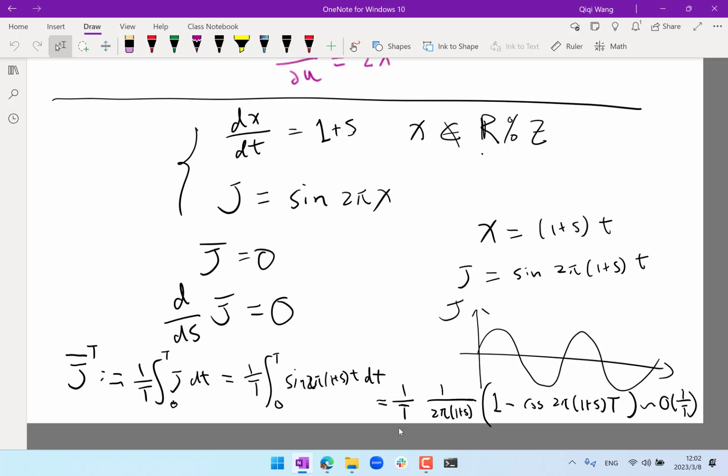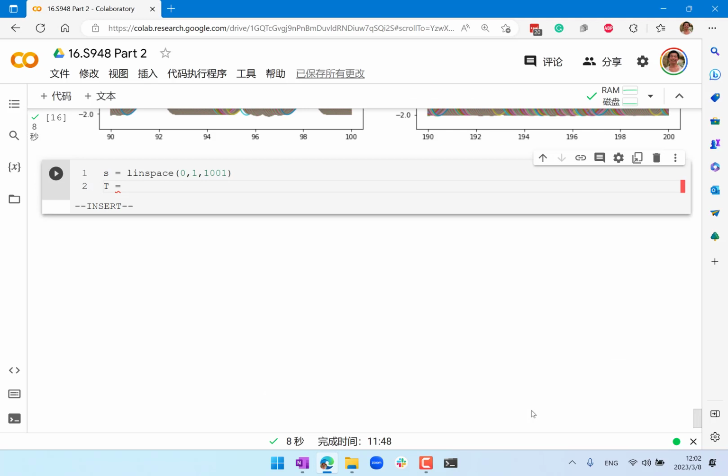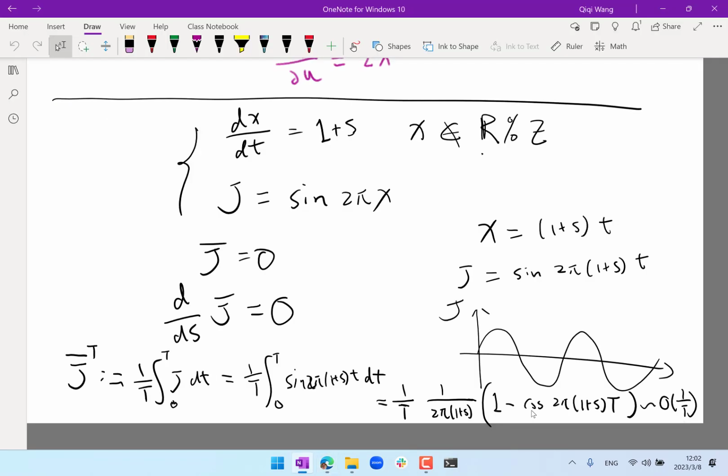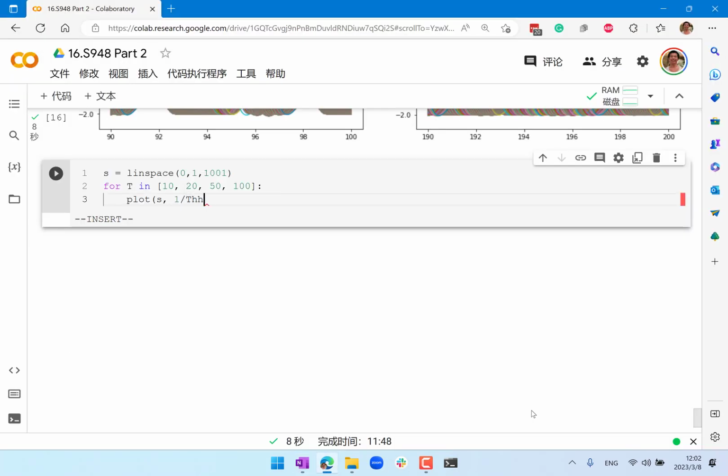What about the frequency you mentioned? If the frequency changes? Yeah, but the frequency of this function, let's actually plot it and see what it looks like, right? So let's plot it. T is equal to, let's say, 10, 20, 50, and 100. And plot s and 1 over t times, well, 1 over 2 pi times 1 plus s times t, right? That's this thing, times 1 minus cosine 2 pi 1 plus s times t, right? So that's what the function looks like.